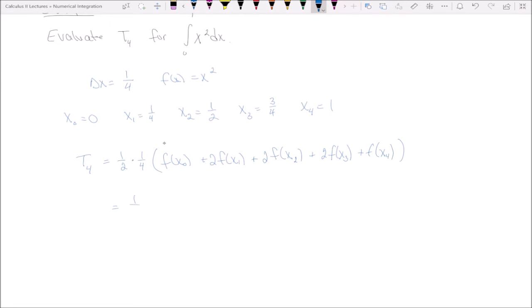So that is 1/8. Now notice what we have. F of x naught plus f of x4 plus, now these remaining three all have a scalar factor of 2, so let's go i equals 1 to 3 f of x sub i.